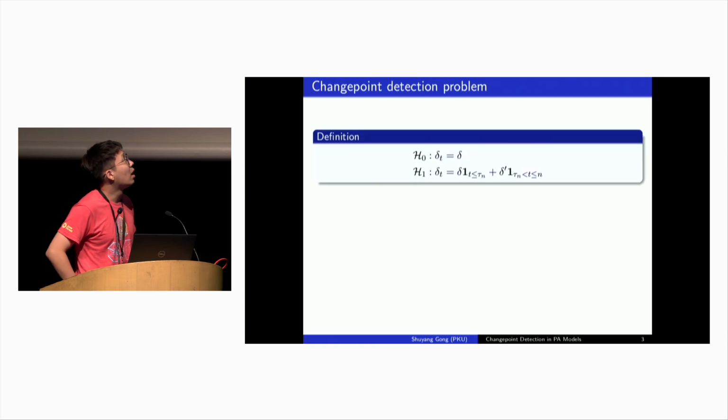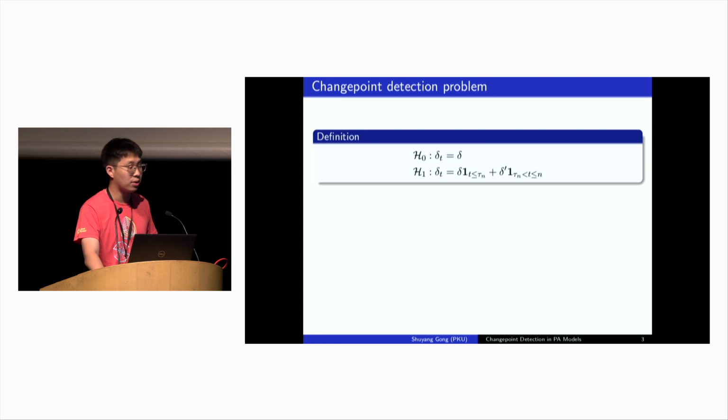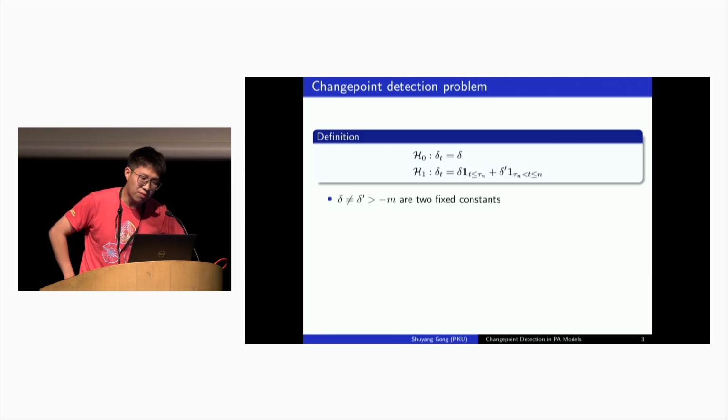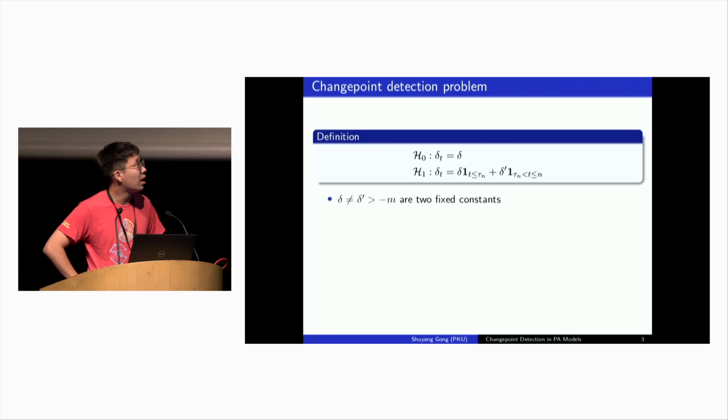Our problem can be formulated as follows. It's a hypothesis testing problem. Under H0, delta t is a constant function delta, and under H1, it equals delta before time tau n and shifts to another number, delta prime, after this time. Here I want to emphasize that delta prime and m are fixed constants, which do not depend on n. And tau n is not random, it's a number that depends on n.